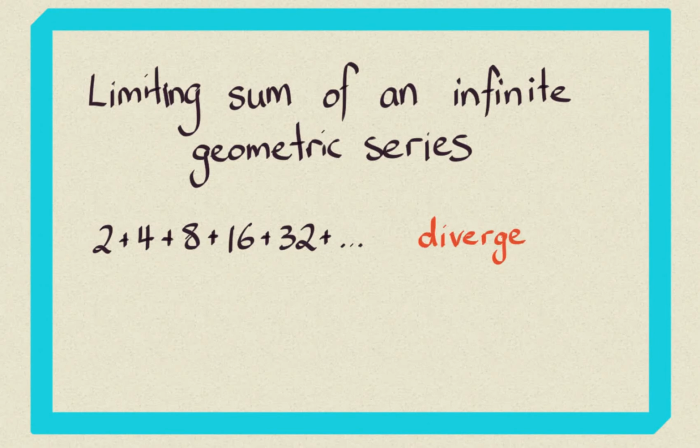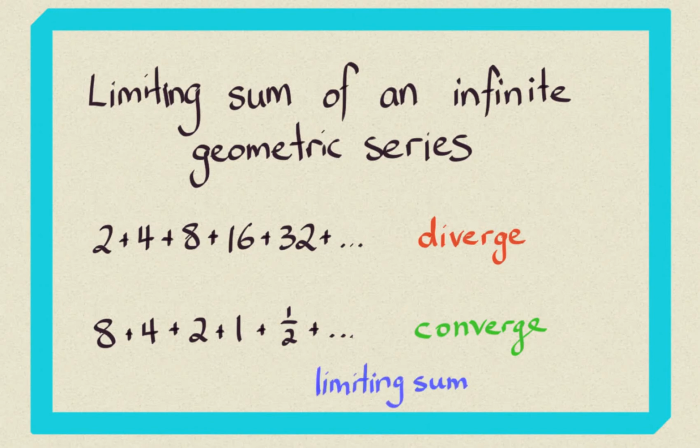But there are other geometric series where the sum doesn't increase greatly after the first few terms. Take this one for example. We start with 8 and we have a common ratio of a half. Each time we move along, we are halving to get our next term. The sum here doesn't actually go off to infinity, but rather approaches a constant value. And so we say that these series converge. That is, they have a limiting sum that we also sometimes call the sum to infinity.